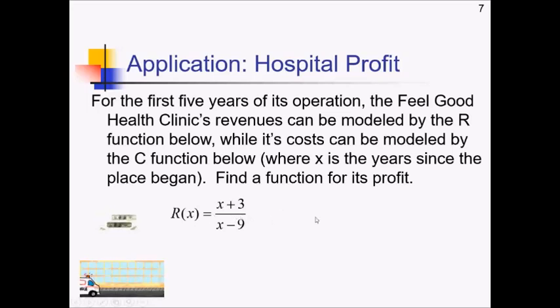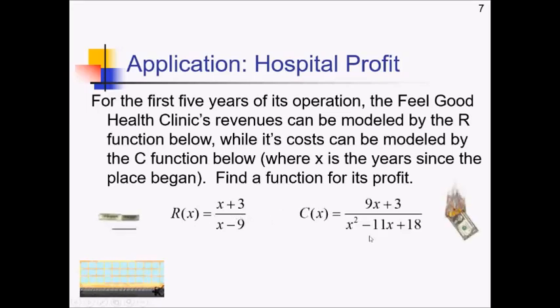Okay, now the cost function is modeled by this C function below. So we have revenue and cost. We want to find a function for profit. Well, if you know the revenue and the cost, how do you find the profit? Economics lesson: we have to take the revenue and subtract the cost. And whatever's left over is the profit.